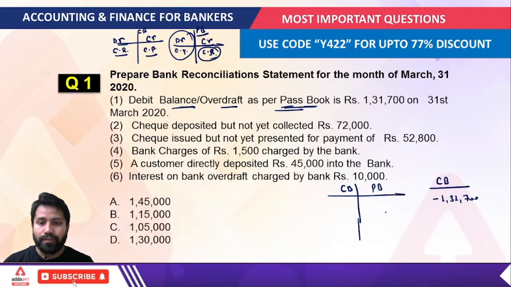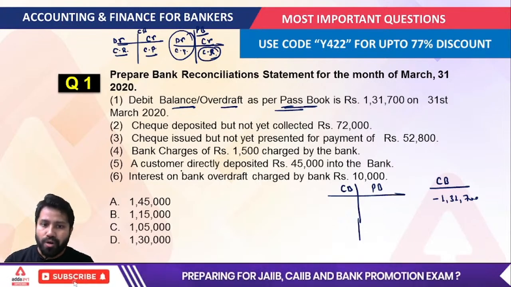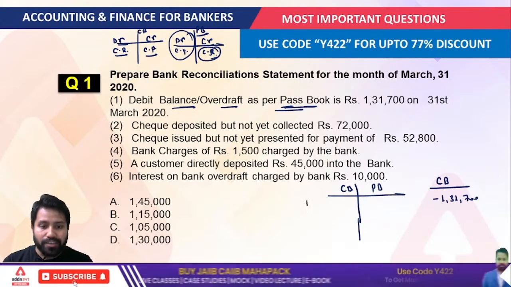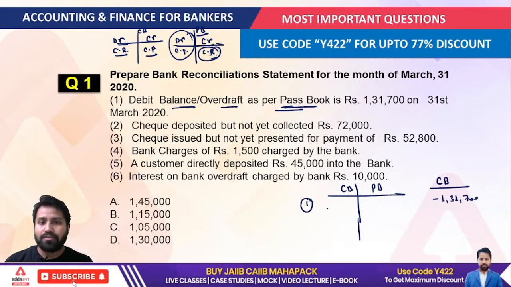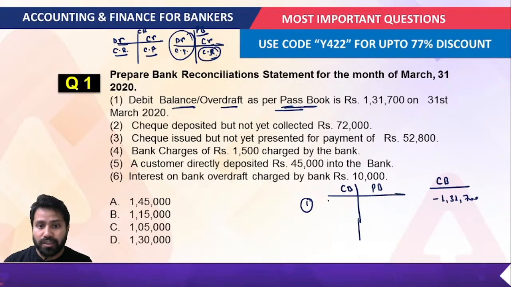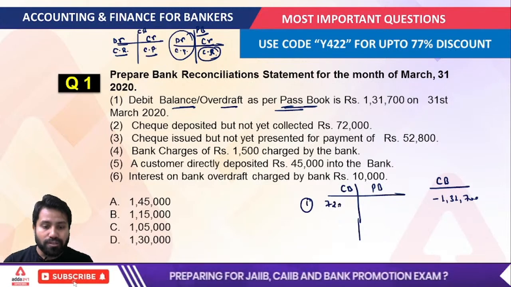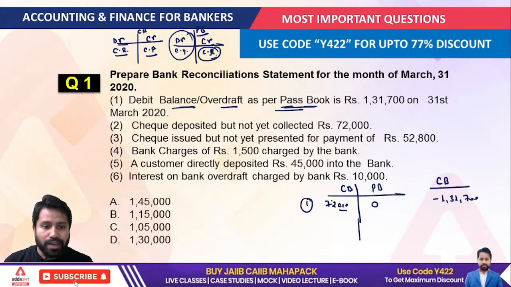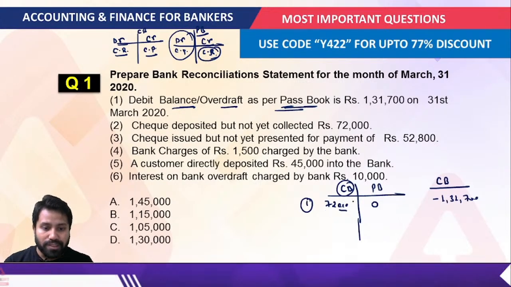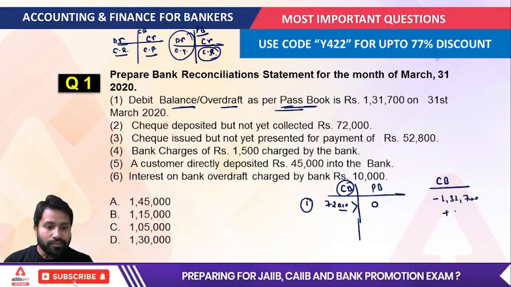Now, check deposited but not yet collected. That means the customer has deposited a check of 72,000 but it is not collected, so it is reflecting as zero. Now you can understand whether the cash book balance is greater or less than the passbook; you will say it is greater than. So you only have to add here 72,000.